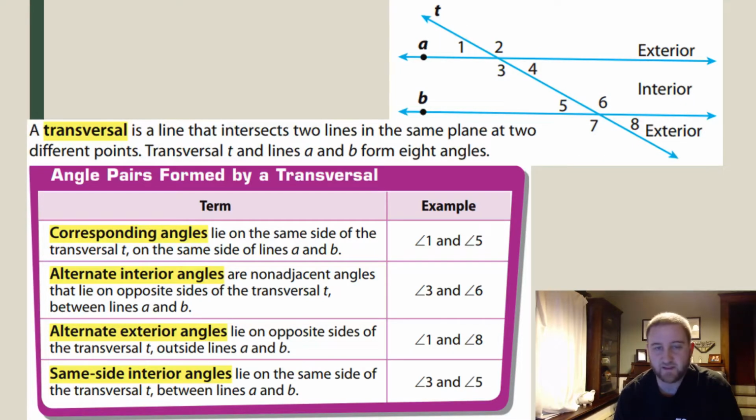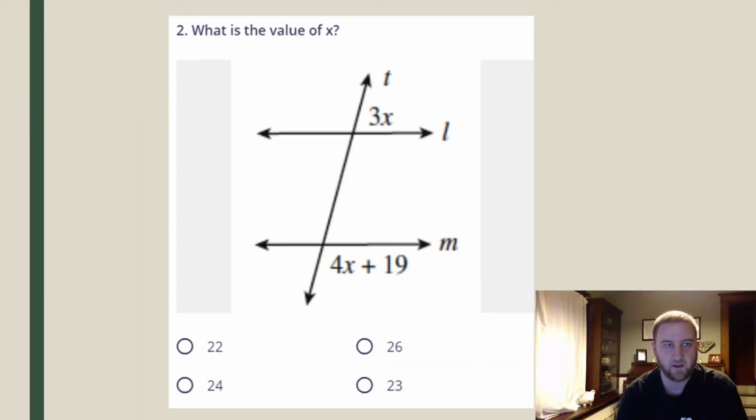Alternate exterior is the same thing, except on the exterior now. So 1 and 8 are alternate exterior, and 7 and 2 are also alternate exterior angles. And then same side interior would be 4 and 6, 3 and 5. All right, next example.